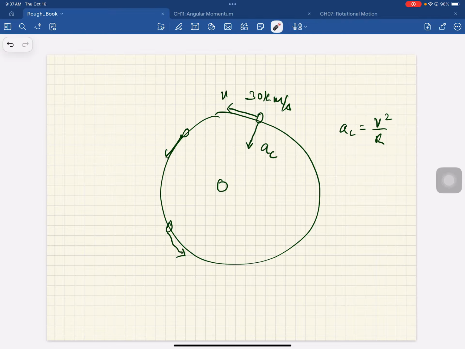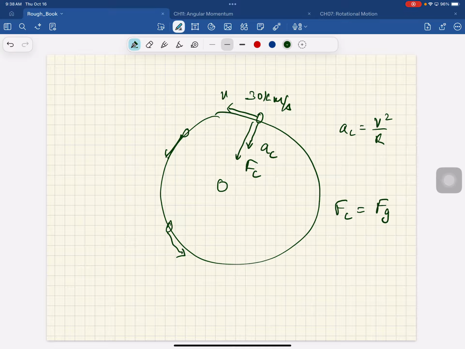So if you're accelerating, then there must be a force acting on the Earth. What is that force? The sun's gravity. That's what's making the Earth go around the sun. So the centripetal force is being provided by the force of gravity.